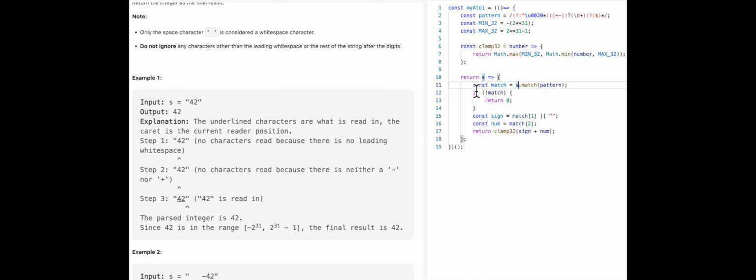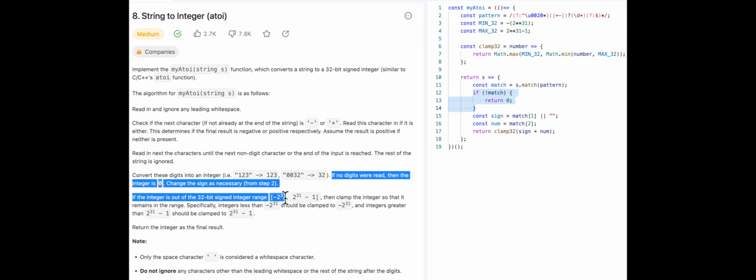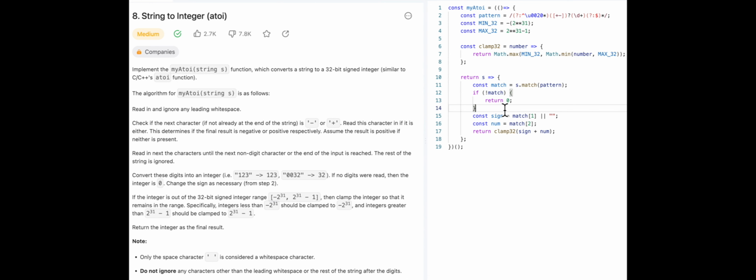The algorithm is as such. We match on the pattern. If we don't get a match, we return 0, just as stated in the algorithm. If no digits were read, the integer is 0. Easy enough. The sign is the first match in that array, or the empty string. The num is the match at index 1, not the first match. The first match is index 0. Match at index 1, match index 2 is the number.